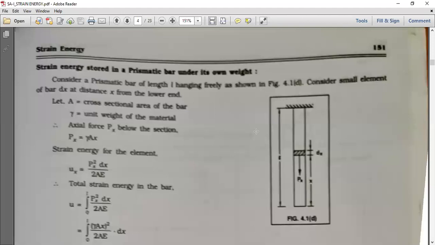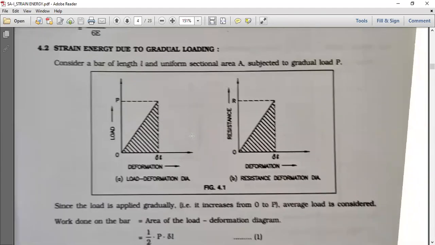Now, strain energy due to gradual loading. Consider a bar of length L, uniform section, subjected to gradual load P. In the figure we can see the load versus deformation diagram and the resistance versus deformation diagram. Both are linear.